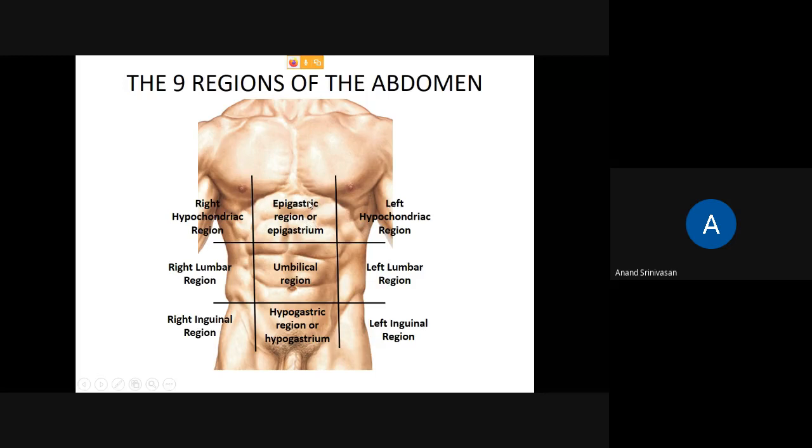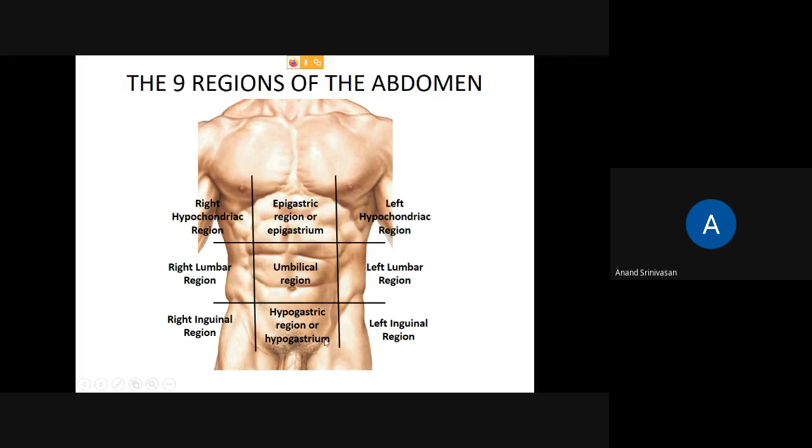Now there are certain organs which are present in the epigastric region. For example, the stomach, which largely occupies the epigastric region. Pancreas is also located in the epigastric region. I'm just giving you a few examples to note which organs are present in each region. So in the epigastric region, the stomach and pancreas are there. In the umbilical region, mostly the small intestines are located.